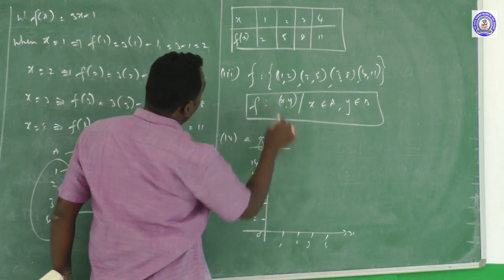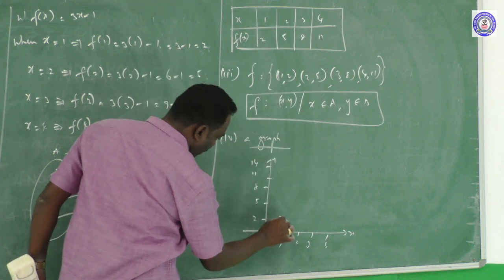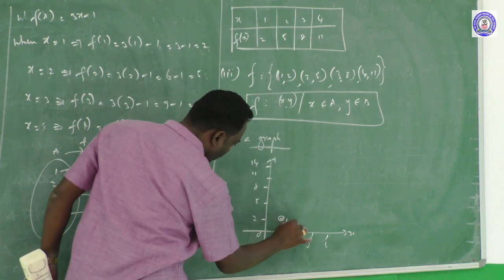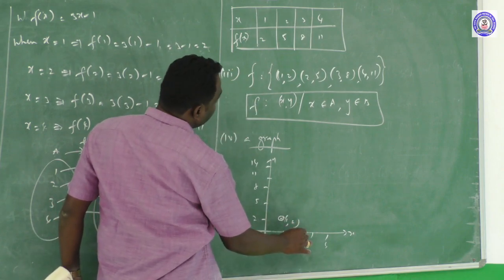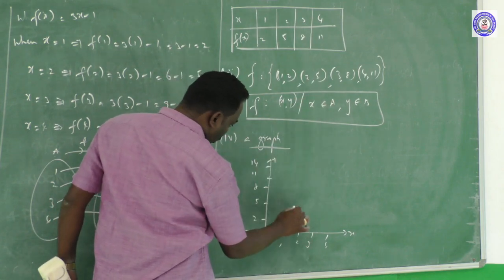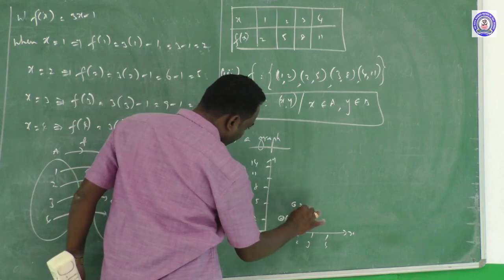So 1, 2. The ordered pair is called (1, 2). And this is the point (1, 2). Then (2, 5). Therefore it is (2, 5).